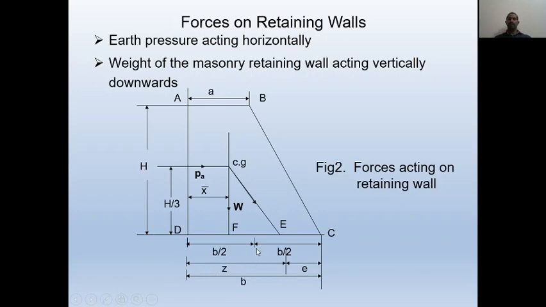And E, it was wrongly given here. E is nothing but the distance from the center of the base at which this resultant cuts the base. This difference is nothing but E.